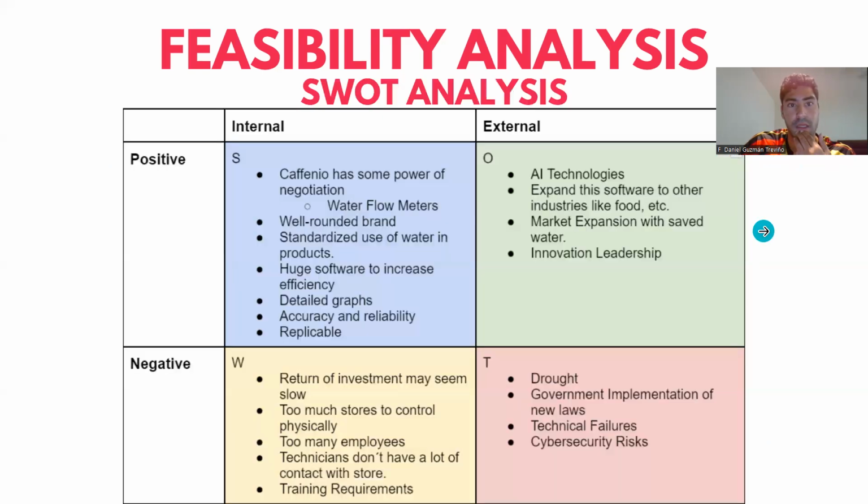So for this project, I did a SWOT analysis to determine the feasibility. For the strengths, Cafenio has always had negotiation power because they have a lot of stores. It's a well-rounded brand. They have a standardized use of water products. They have huge software to increase efficiency with our implementation, detailed graphs, accuracy and reliability, and this is very replicable.